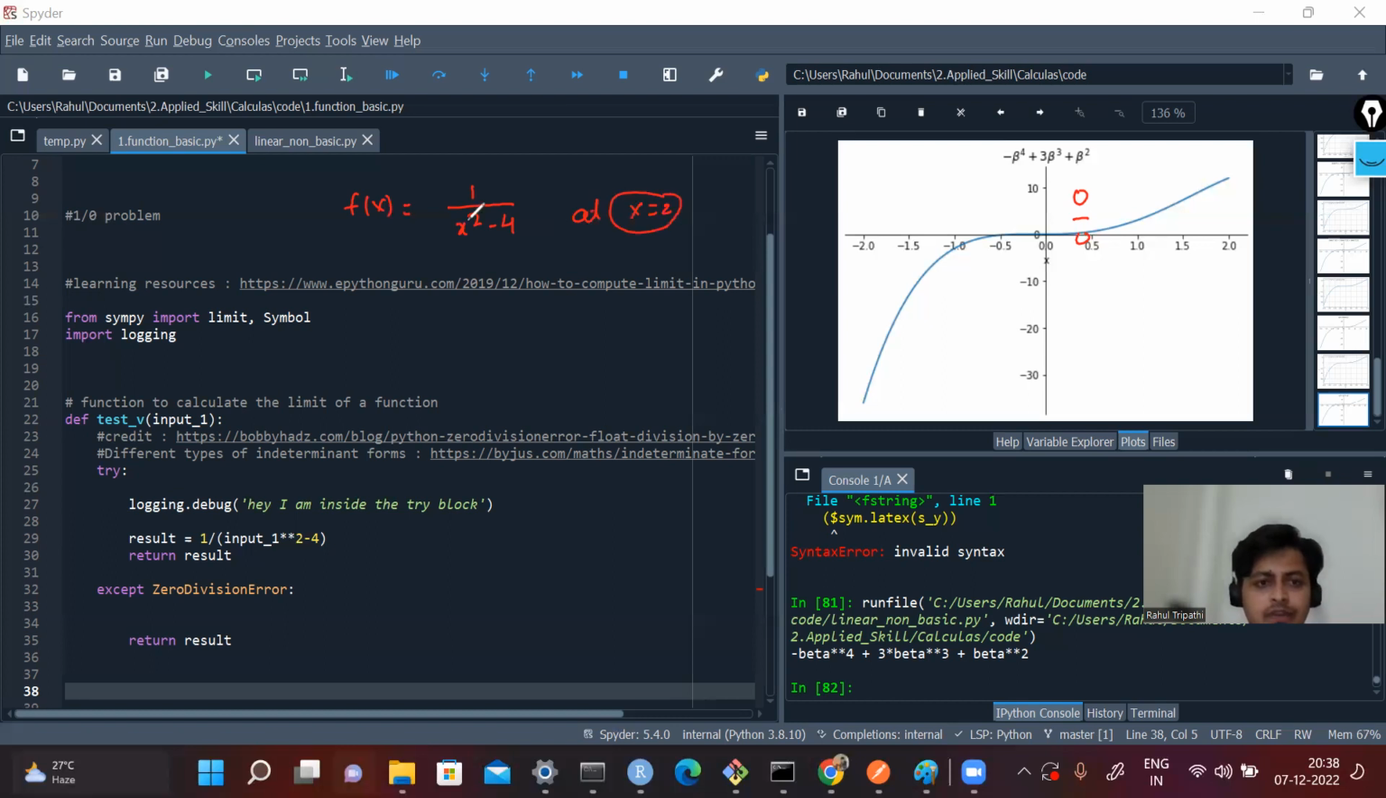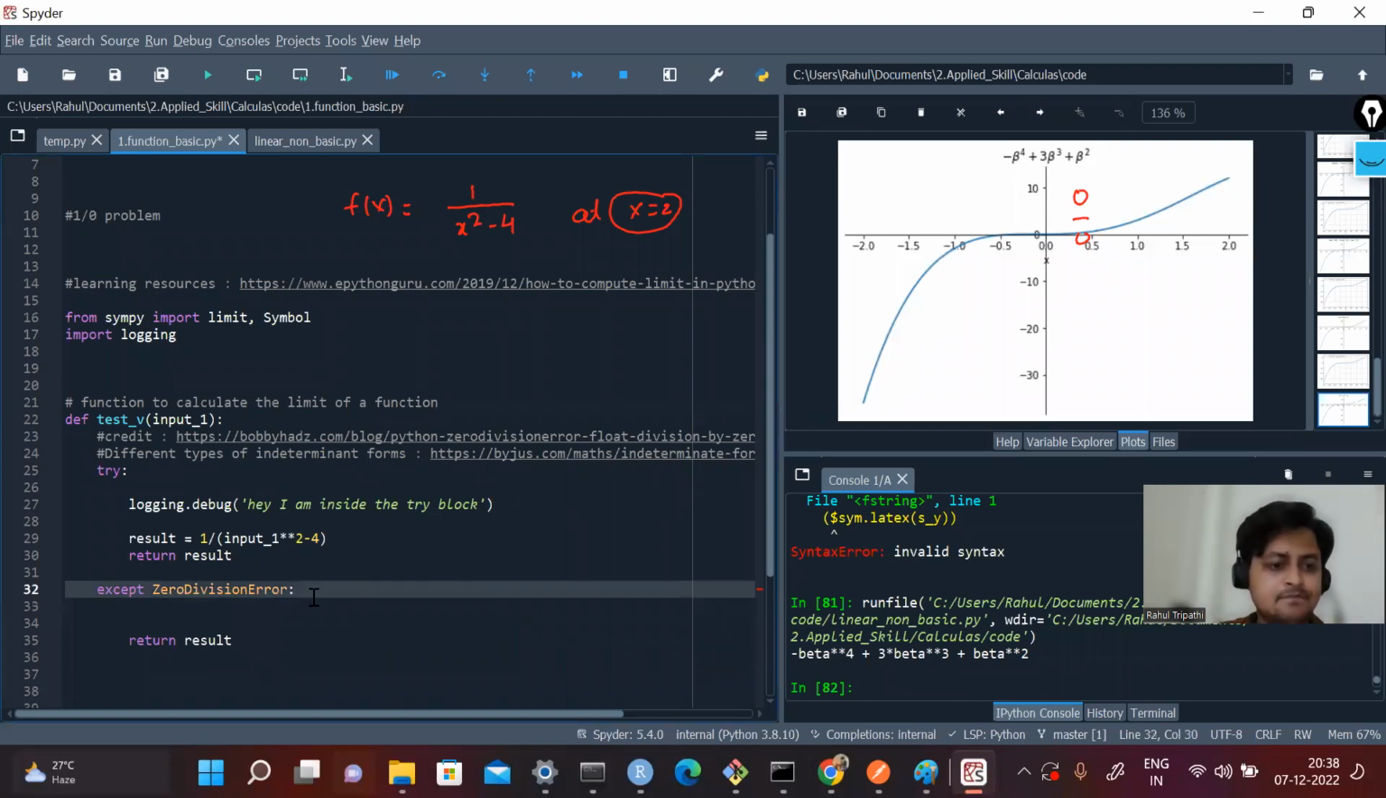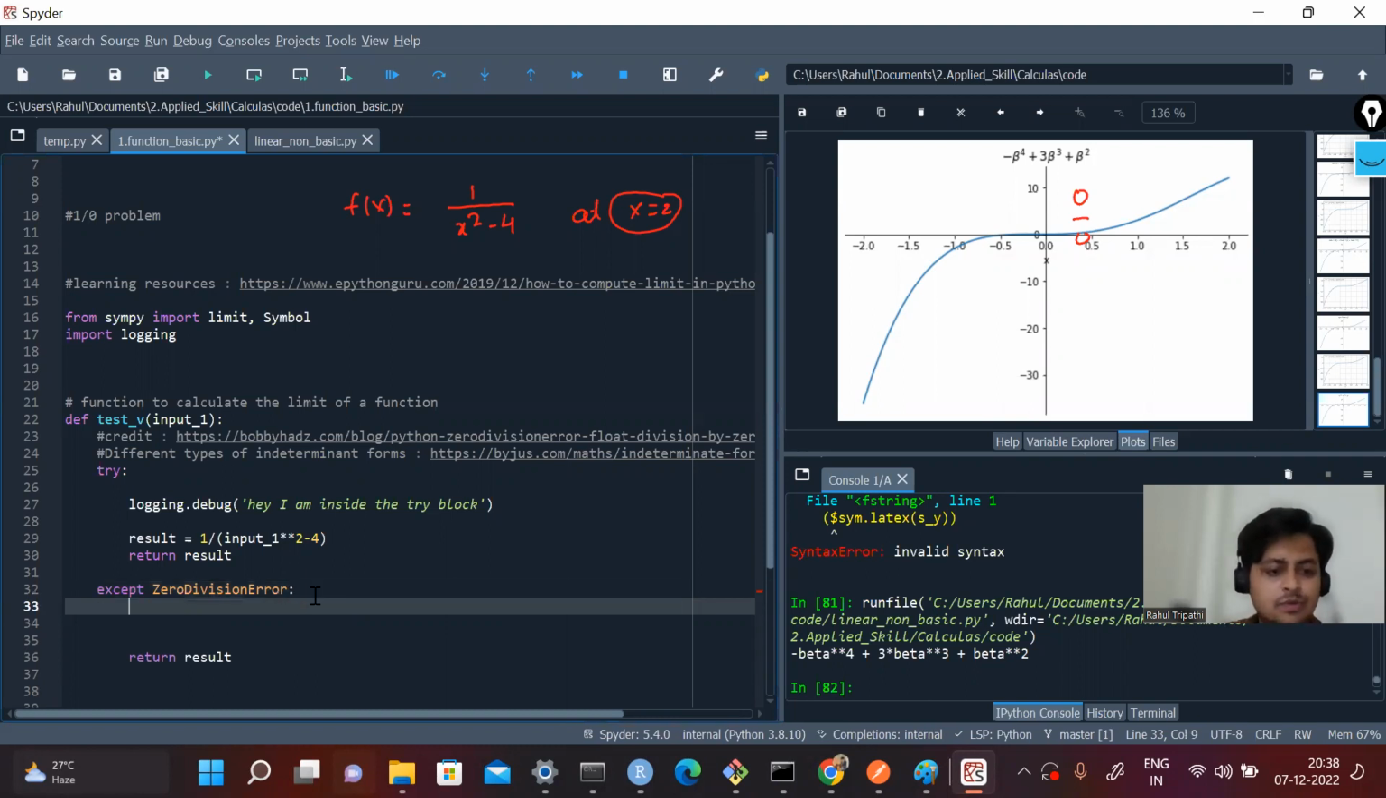2. Now let's see how this is going to happen, what kind of error we will encounter. I want to show that first. In the last lecture I already showed that if I pass input as 2 to this function, I will get a zero division error. That means at that particular point, x equal to 2, we are not able to solve the problem.